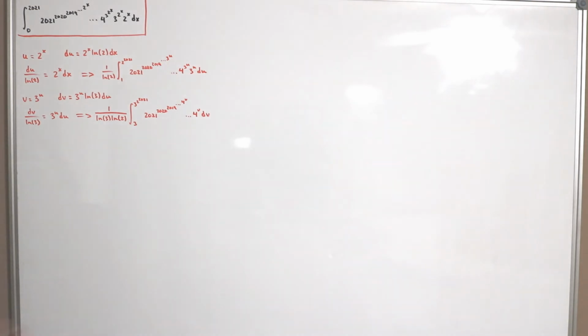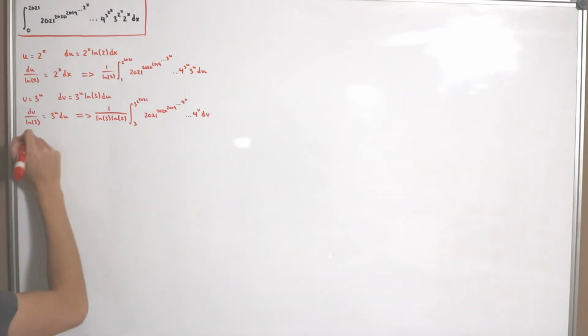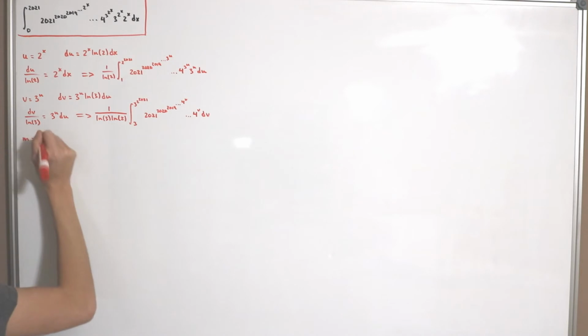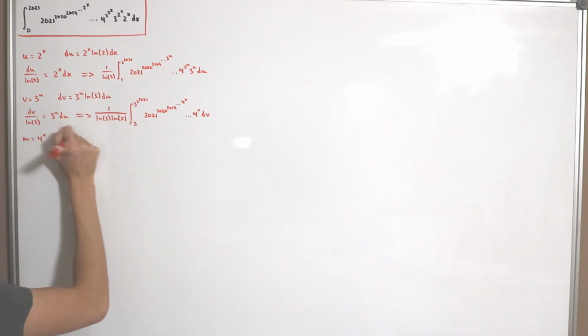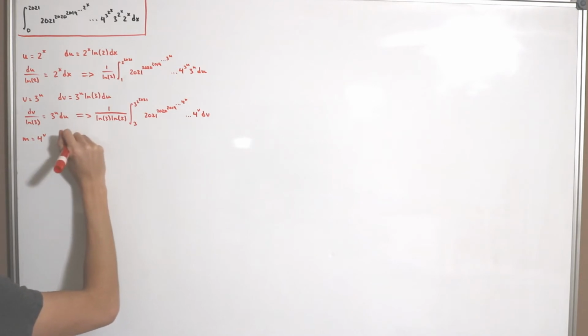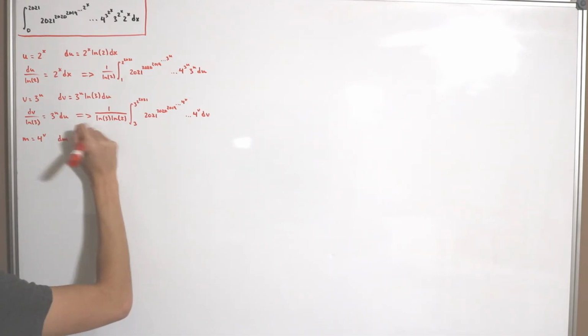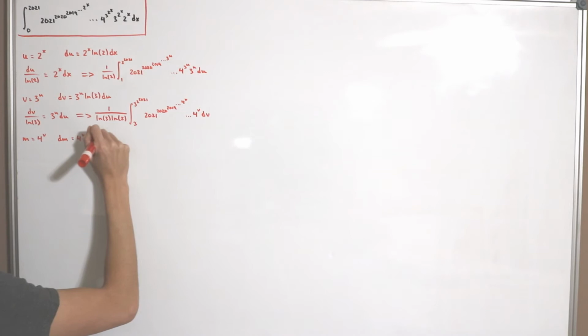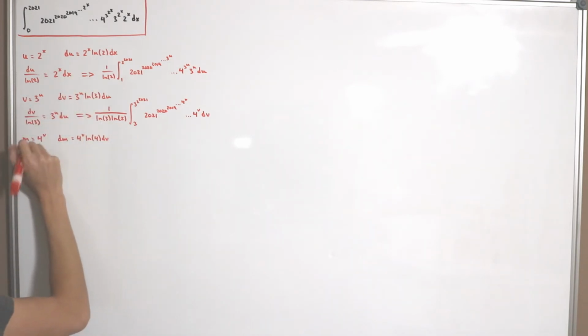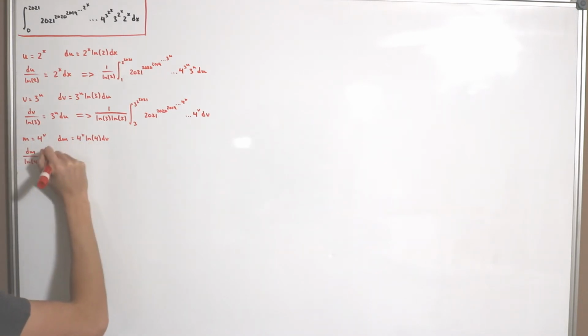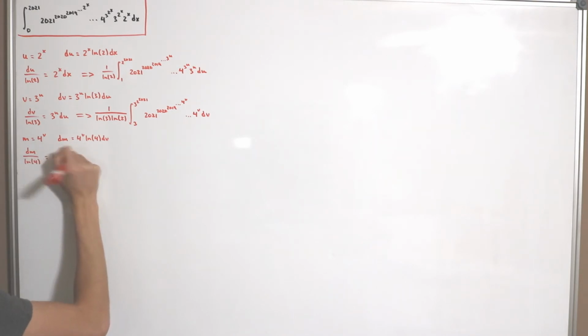Okay, now let's do another substitution. I'll call this one m. So m is equal to 4 to the power v, then dm is equal to 4 to the power v multiplied by ln of 4 dv. Just do the same thing again, divide ln of 4 to both sides. I'll get that dm divided by ln of 4 is equal to 4 to the power v dv.